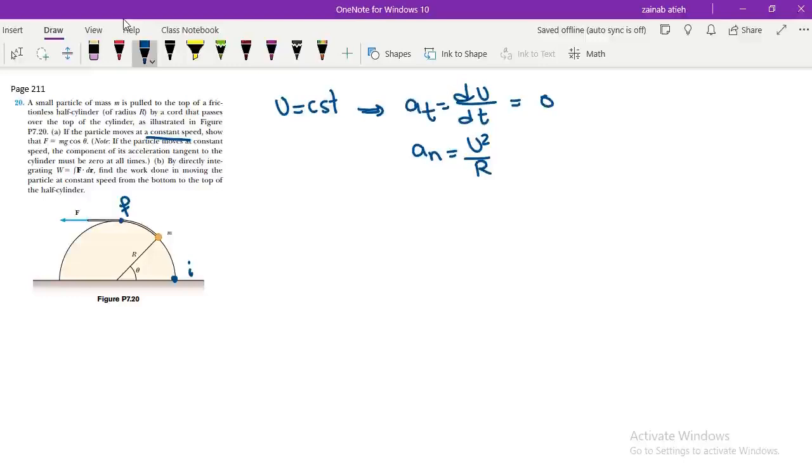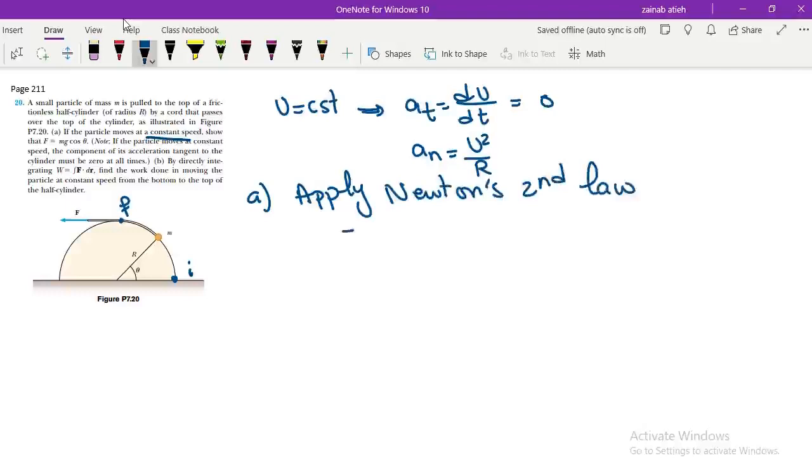So in the case of a motion on a circle, remember that we use Newton's second law and never Newton's first law, always Newton's second law. So let's apply Newton's second law. This is part A. Apply Newton's second law. First I have to check the forces acting on my particle, where the sum of forces equals ma.